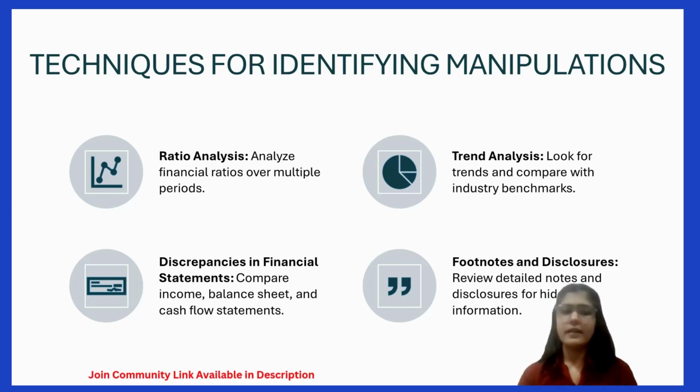Also, discrepancies between the income statement, balance sheet, and cash flow statements can reveal a lot of information. People often make the mistake of only studying the balance sheet or profit and loss while studying the financial statements and ignoring the cash flow statement, which is a really significant mistake. Lastly, reviewing footnotes and disclosures is crucial for uncovering hidden or obscure information that might indicate manipulations or major events that took place recently but are not directly affecting the financial statements, though they are not in the financial statements.